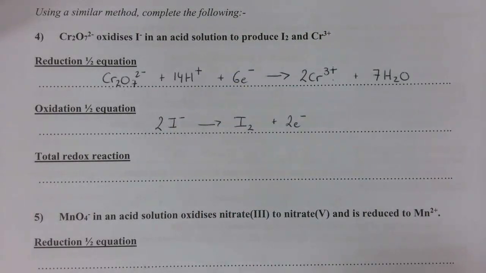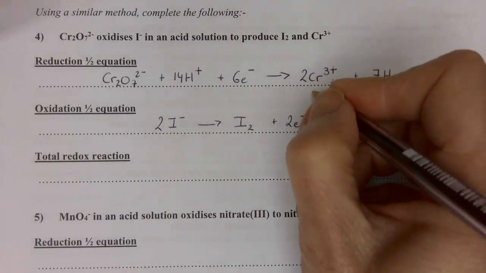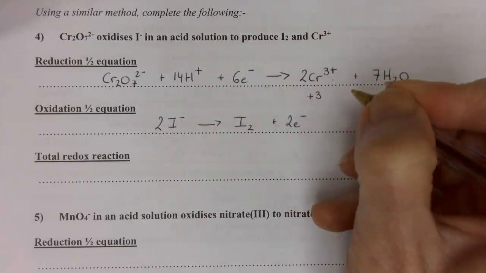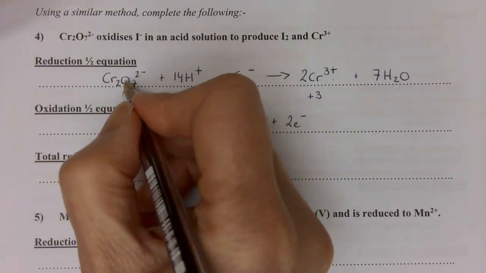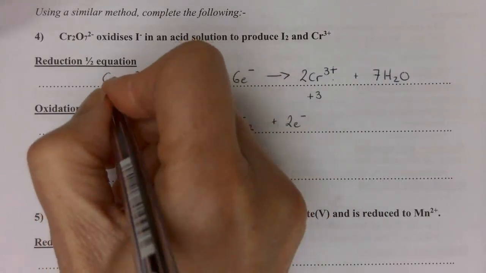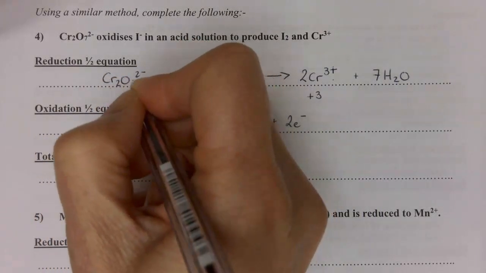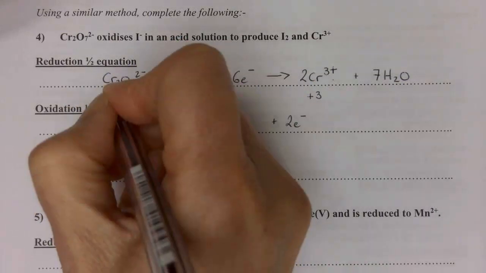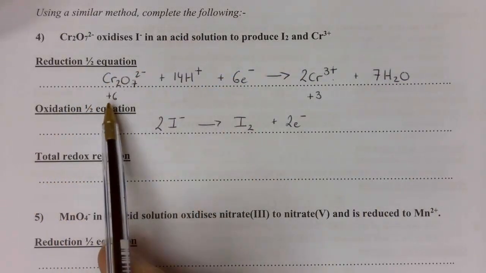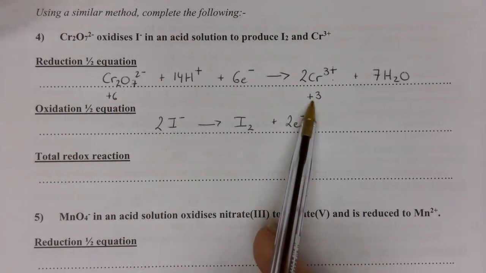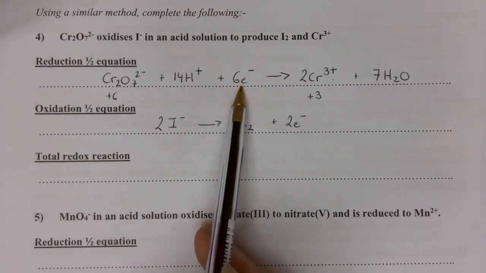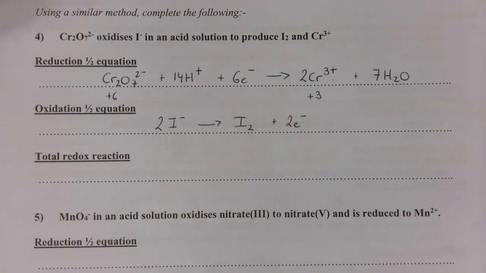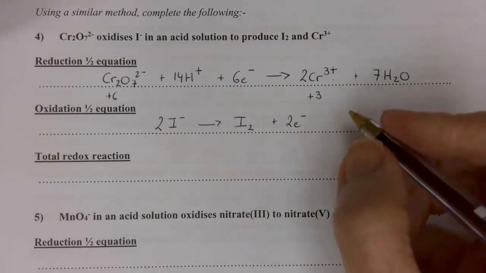The other way to do it is to work out the oxidation numbers. Well, the oxidation number of the chromium species here is +3, and the oxidation number of the chromium here, you've got 7 oxygens of -2. 2 minus is the total charge on the ion, so each chromium must be +6. So you're going from +6 to +3, that's a change of 3, but there are 2 chromiums, so that's a total of 6 electrons.